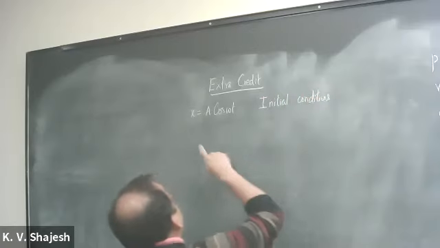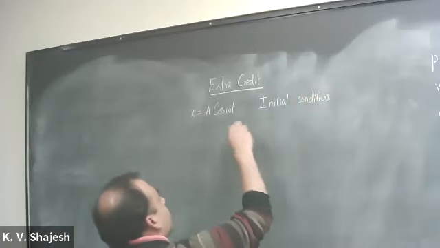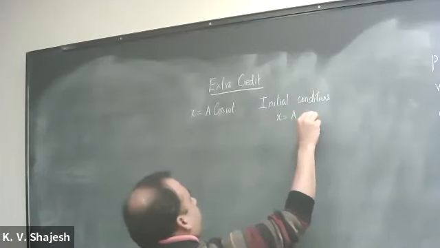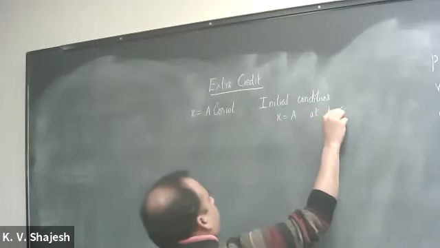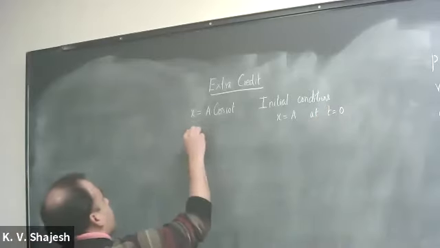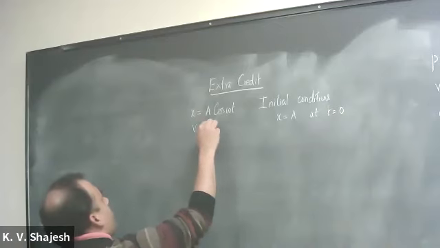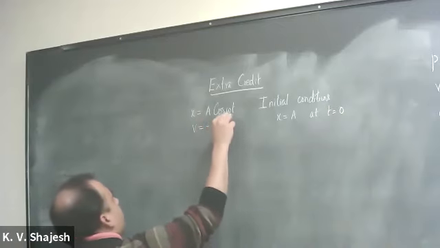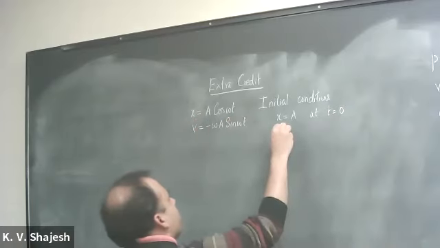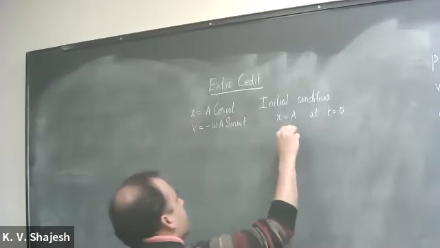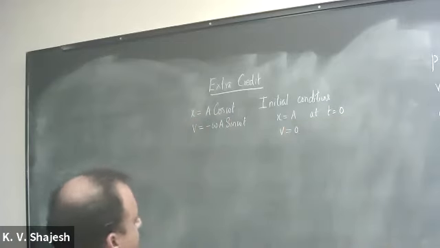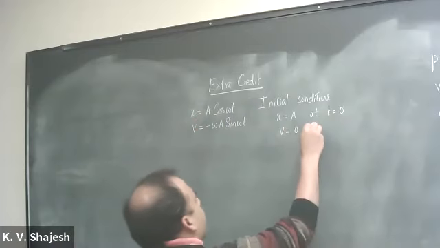Initial conditions are that at t equal to 0, x is equal to a. And velocity v is equal to minus omega a sine omega t. And again, our initial conditions are velocity v is equal to 0, right? When you're releasing it, you start from rest. So at t equal to 0.